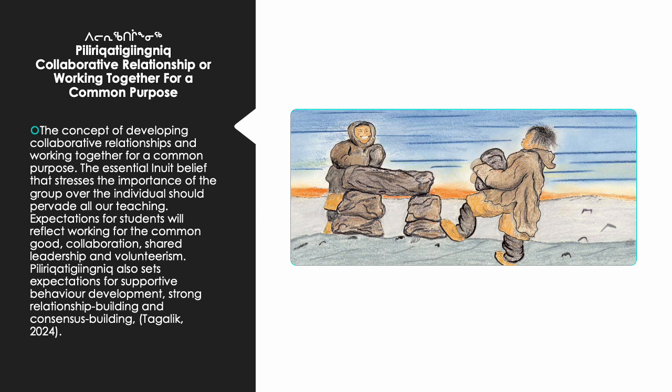The next Inuit Qaumayatukaniit societal value we will be focusing on is Bilirikatigiinik, which is known as collaborative relationships or working together for a common purpose. In the image here, you can see two people, two Inuit, working together to create an Inukshuk. This just portrays Bilirikatigiinik.